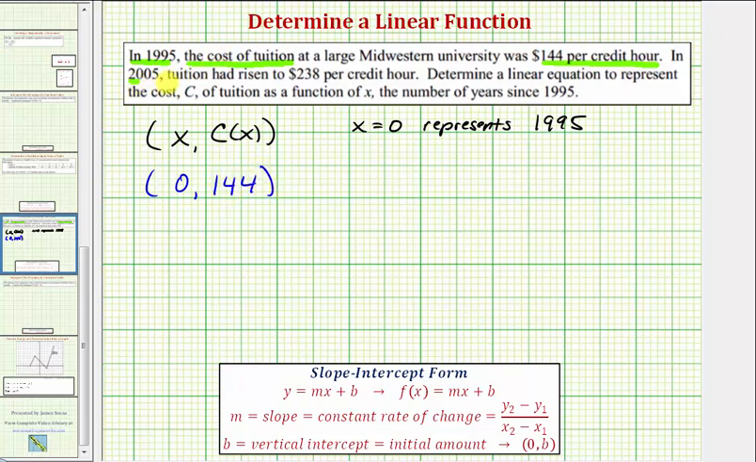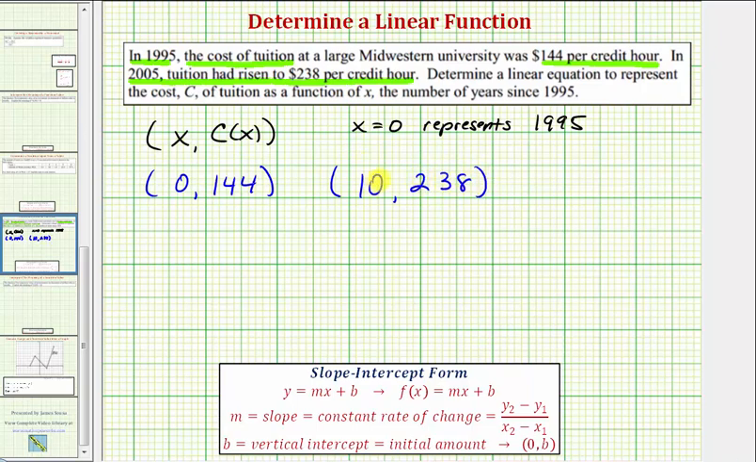Next, in 2005, tuition had risen to $238 per credit hour. For our second ordered pair, because the year is 2005, which is 10 years since 1995, the x value or input is 10, and the cost per credit hour is $238, and therefore the output or function value C of x equals 238.